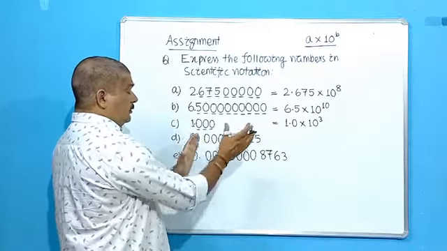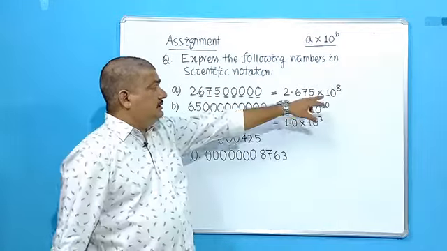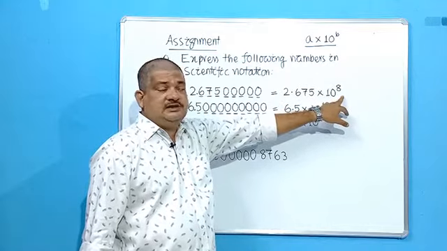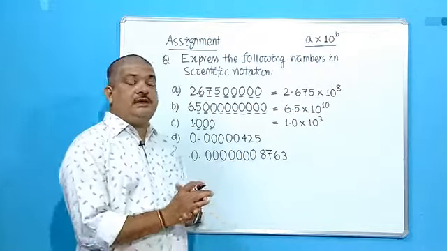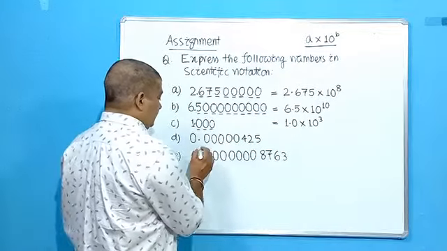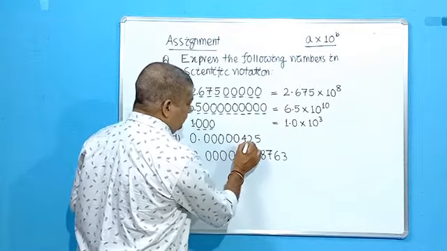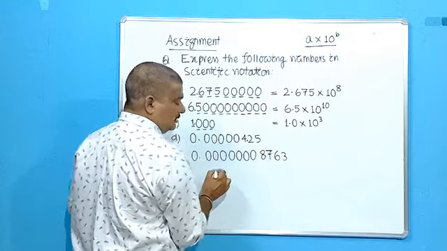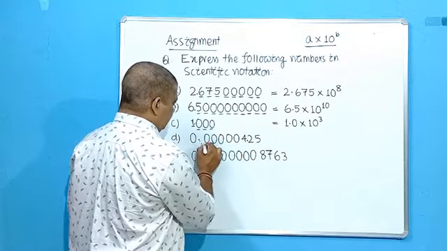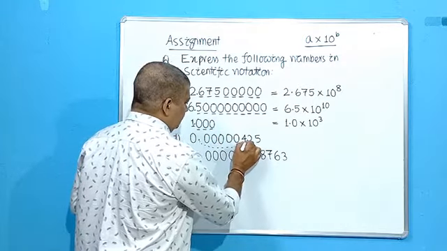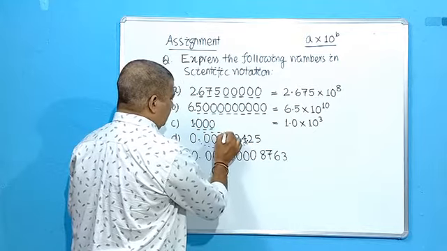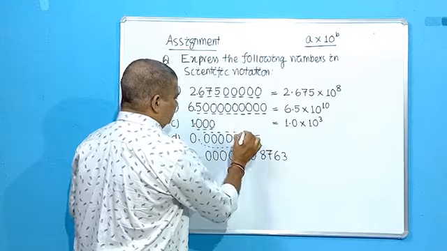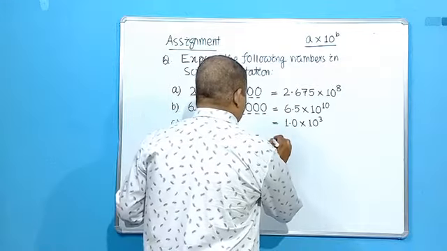Now, when we are moving towards the left, the power is expressed as a positive integer. When we are moving to the right, the power will be negative. So here, the decimal has to be moved from this place to this place. How many places are we moving? 1, 2, 3, 4, 5, 6.